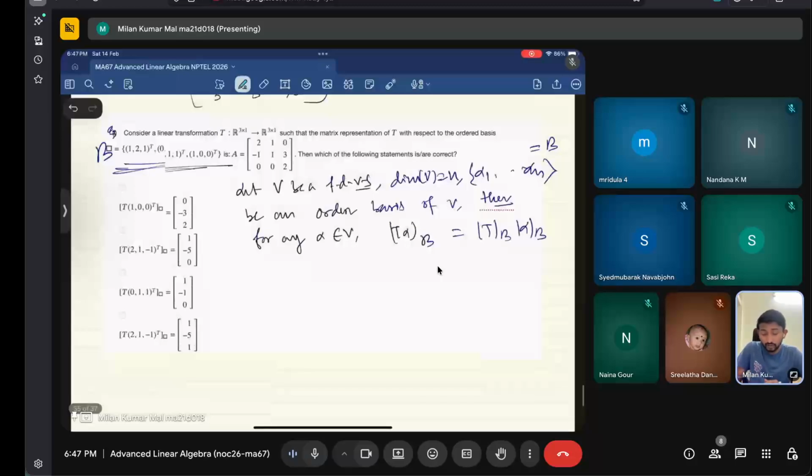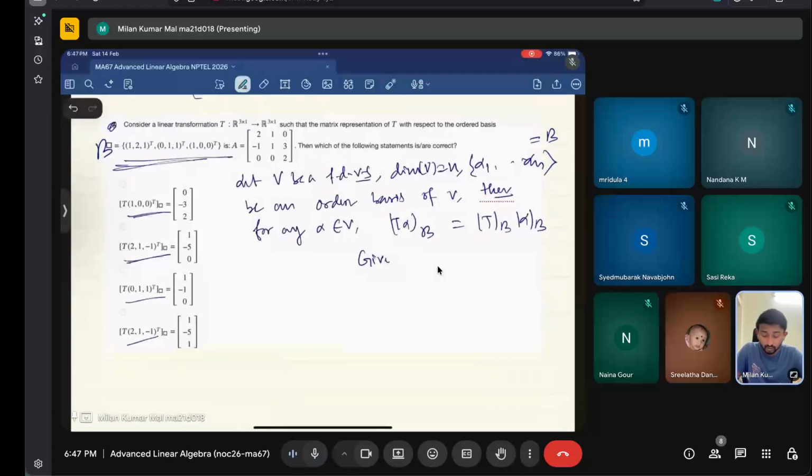Here, if you look carefully, three vectors are given: 1 0 0, 2 1 minus 1, 0 1 1. It is asked to find T alpha with respect to beta for alpha equal to 1 0 0. This is first. Another is 2 1 minus 1. This is second. Another is 0 1 1. This is third. So look carefully. 1 0 0 and 0 1 1 are already members of this ordered basis.